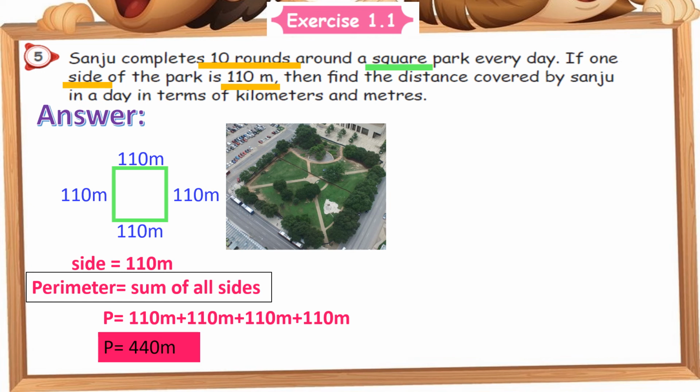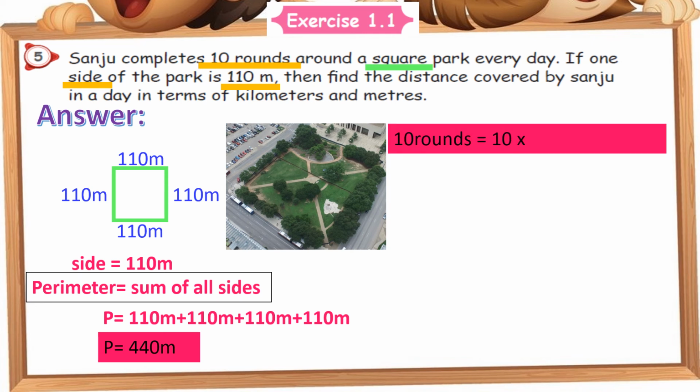That's it. So 10, it's a rounded figure, so just join a 0. That is, for 10 rounds equal to 10 into 440 meter. That's equal to 4400 meter. And one more task also is there, that is kilometer. We need to convert into kilometer ma.